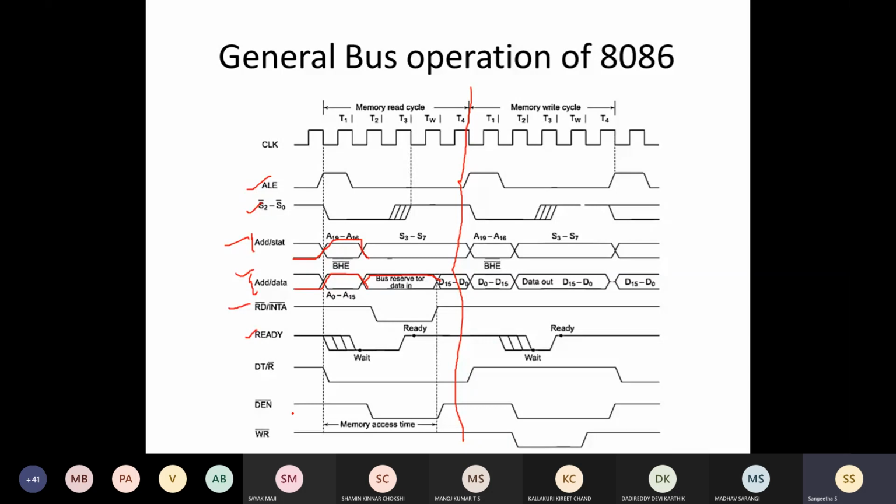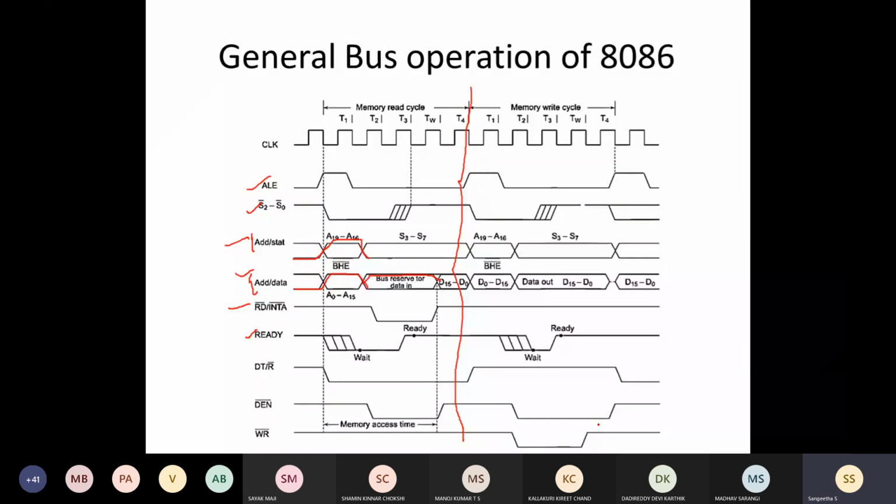And the data enable, when it is low, indicates that valid data is transmitted. So valid data is indicated by a low signal. And write is low because a write operation is carried out. From here you will start receiving data, so it will be low. The processor will write the data into the memory location. So these are the general bus operations.